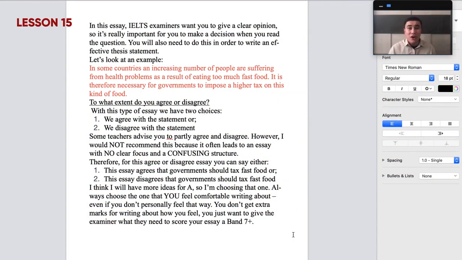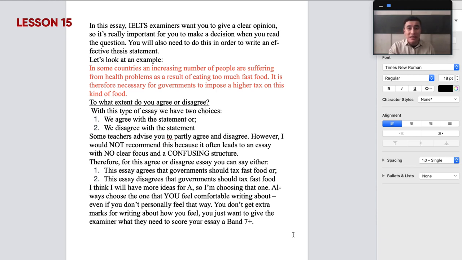Now let's focus on the requirements. First of all, you should understand in this essay type you are expected to give a clear opinion. IELTS examiners want you to be precise. That's the reason why it is very important to make a decision when you read the question, because you should state your opinion in the thesis statement. To write an effective thesis statement, you should do the following.